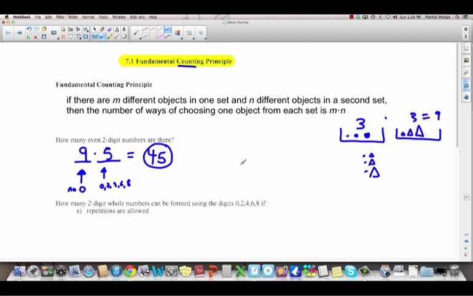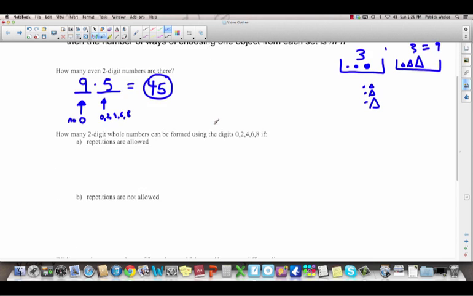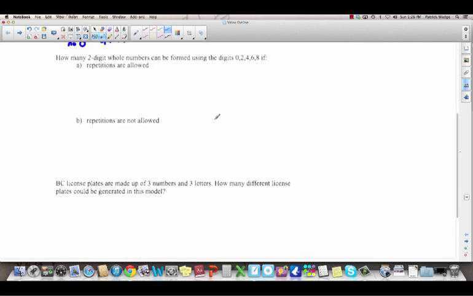Again, you could probably sit here and list them all and it wouldn't take you too long, but we want to learn how to use the fundamental counting principle because the questions are going to get very complicated. How many 2-digit whole numbers can be found using these digits if repetitions are allowed? Okay, so again, we have 2 digits, and the first number has to be 2 digits, so again, you can't have a 0 here. No 0. So this is the same as above.